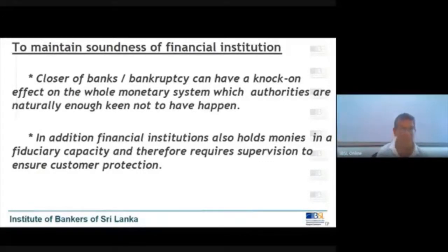What regulatory or customer protection laws and practices are available to protect the customers? Clear now? Right now we are going to look at another important area. We need to protect the financial institution also, right? Financial institution. You know what happens if one financial institution collapses? What happened? Like Corona, no? What happened?